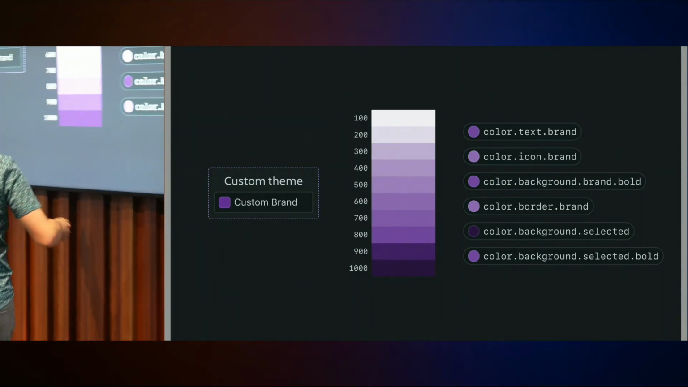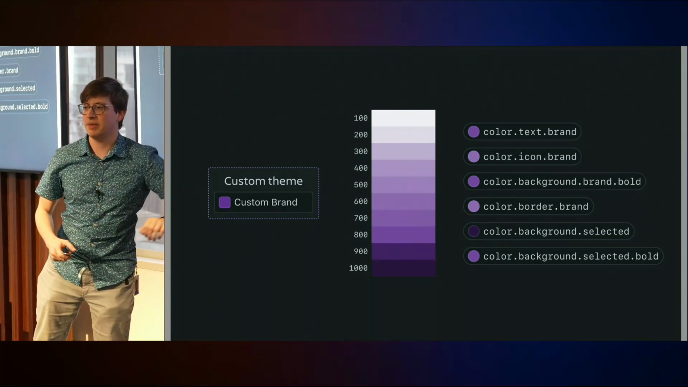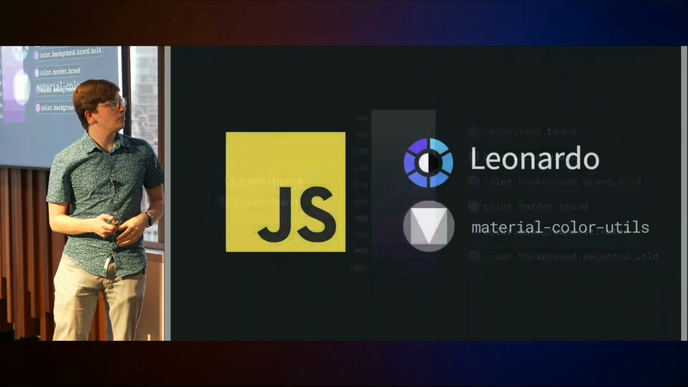The complex bit is here. How do you generate these? And then how do you choose these? There's a bunch of logic in there to get that working. And that's where we were leaning into JavaScript.